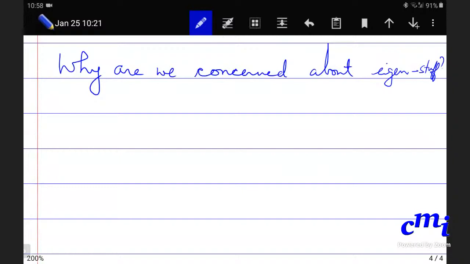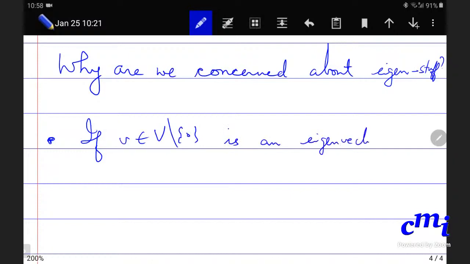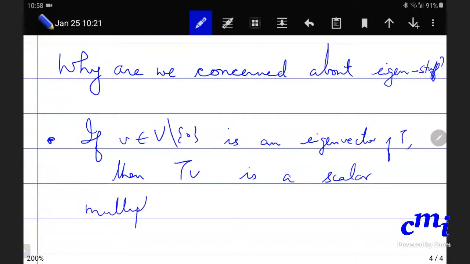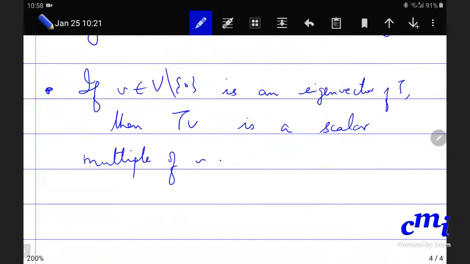Okay. The most basic observation, which we know from the definition itself: if V inside V but not 0 is an eigenvector of T, then TV is a scalar multiple of V. So we know TV equals lambda V.